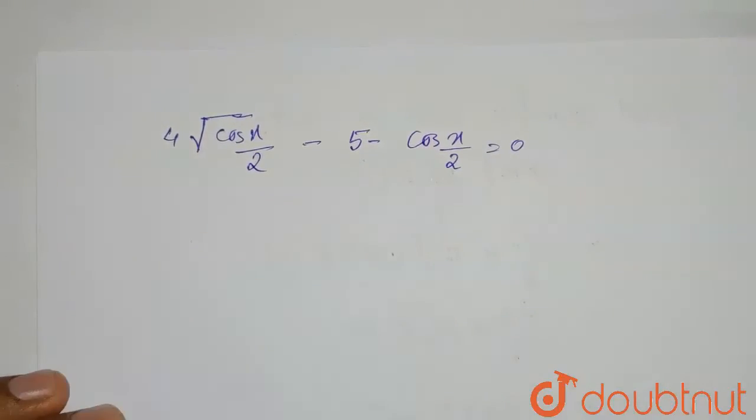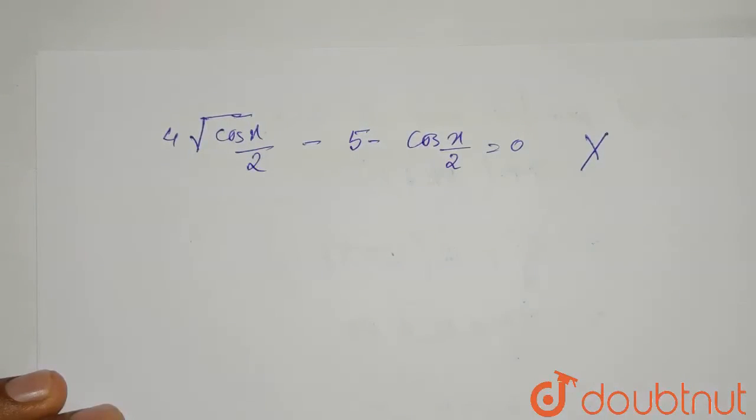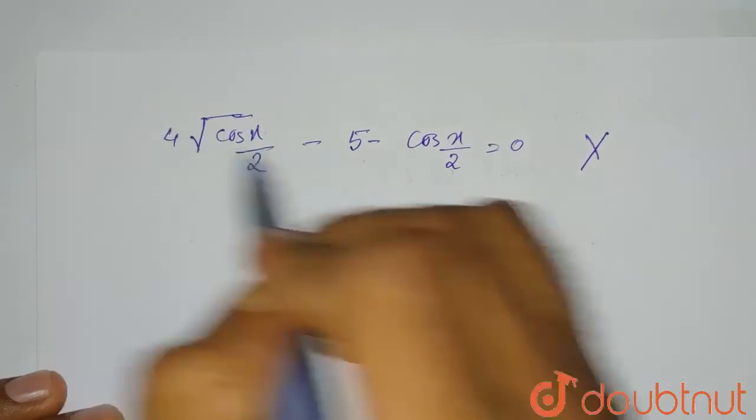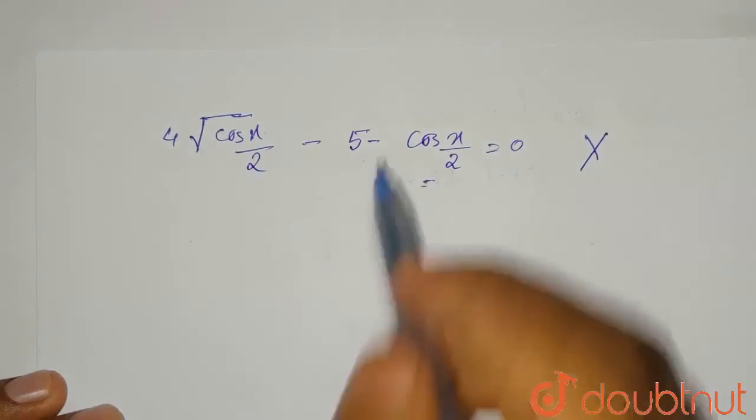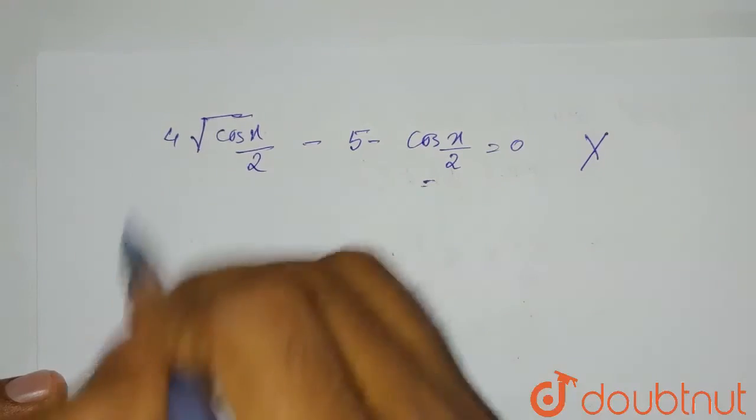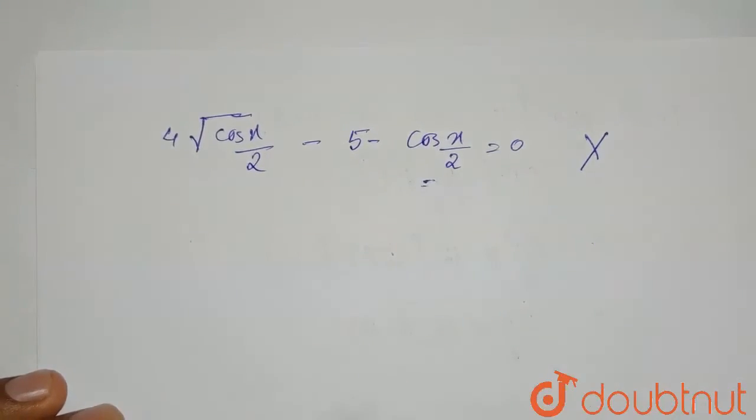From here you can see that this is not possible. Why is this not possible? Let's say the value for cos of x by 2, the maximum value for cos theta is 1. So let's say this is taken the maximum value. So root under 1 will be 1. So 4 minus 5, and here as we have taken this as 1, so this one will also be 1. So minus 5 minus 1 is minus 6, and here we have 4. 4 minus 6 is not equal to 0. So the first equation will not be valid.